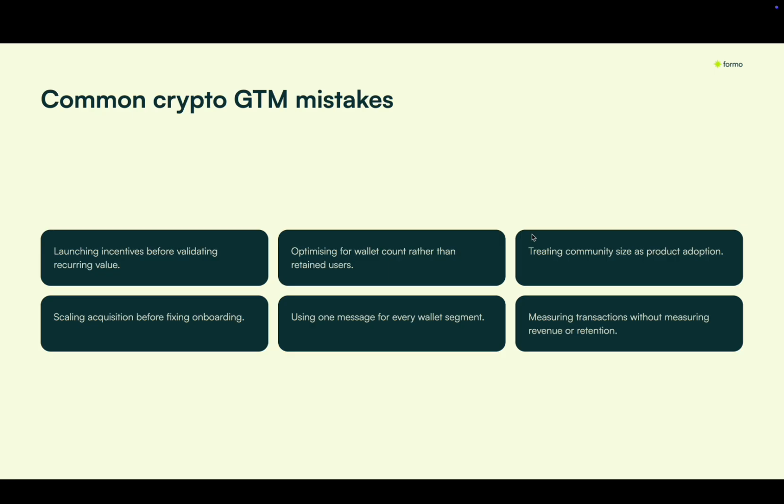There are also several common GTM mistakes. Launching incentives before validating recurring value. Optimizing for wallet count rather than retained users. Treating community size as product adoption. Scaling acquisition before fixing onboarding. Using one message for every wallet segment. And measuring transactions without measuring revenue or retention. These gaps can make growth look stronger than the underlying product usage.